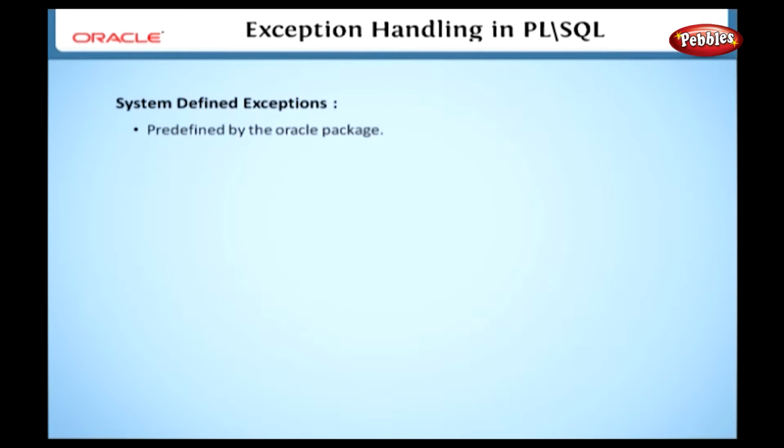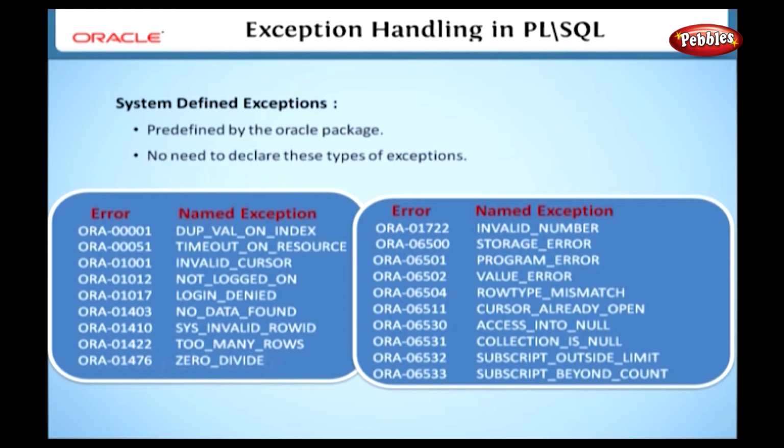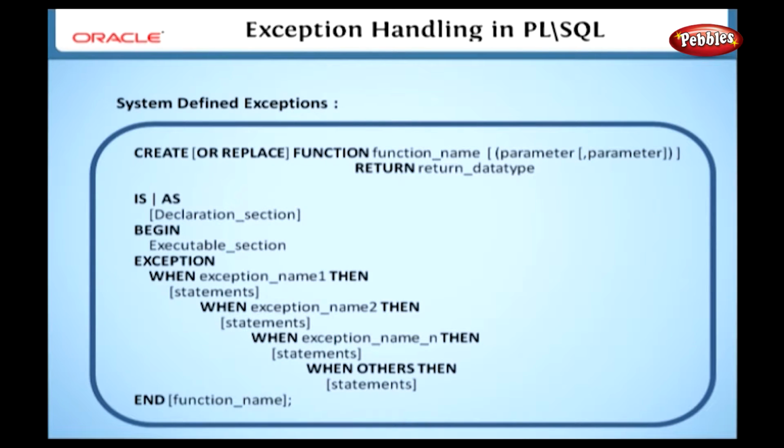First, we will see the system-defined exceptions. These types of exceptions are predefined by the Oracle package. There is no need to declare these types of exceptions. Here we will see some of the predefined exceptions by Oracle. Here you can find the errors with their numbers. These error numbers are displayed when Oracle encounters any of these errors.